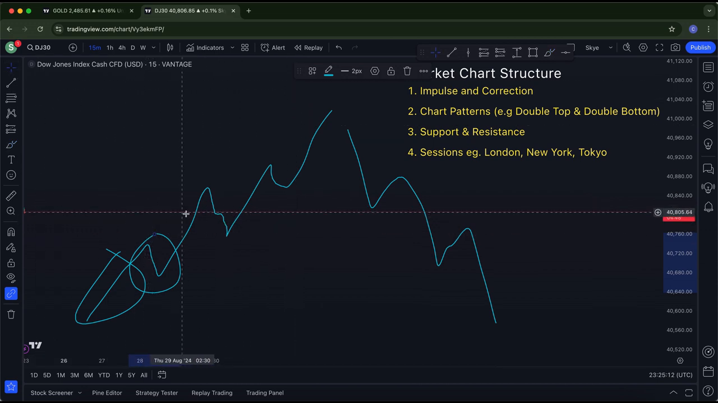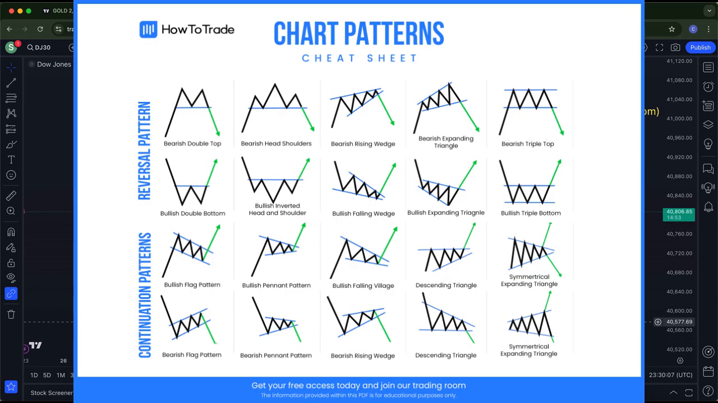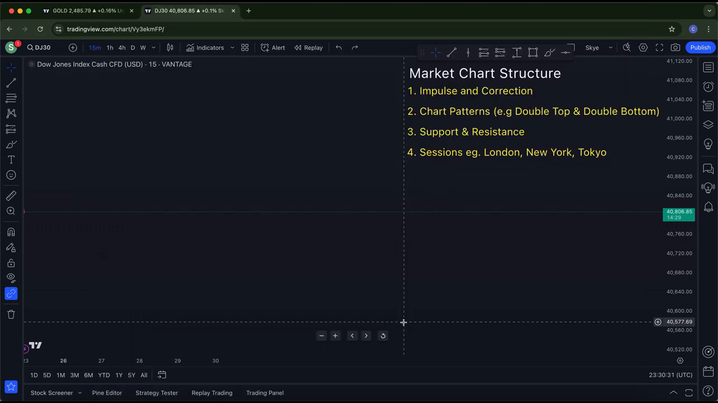Okay, so the next concept is chart patterns. Chart patterns are recurring formations that can indicate potential price movement. Some patterns include double tops, double bottoms, head and shoulders, and triangles. We have so many chart patterns, but in this strategy we focus on double top and double bottom. In other words, you can call them the M pattern and the W pattern.